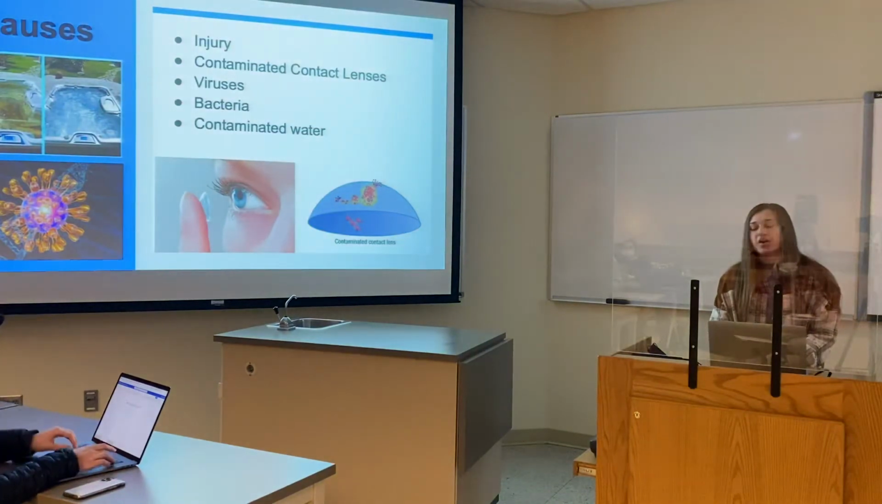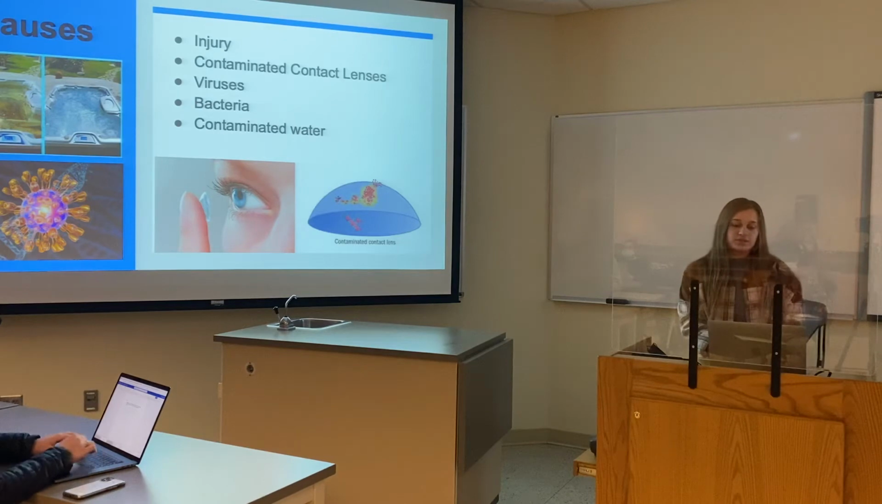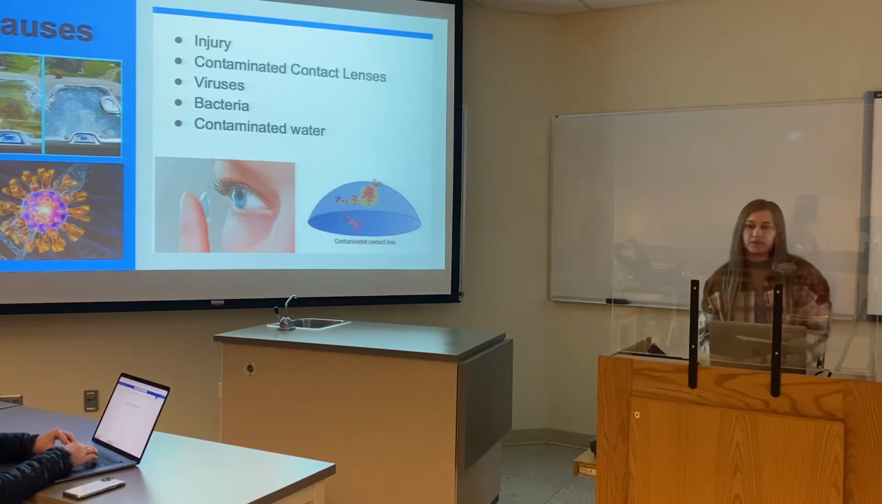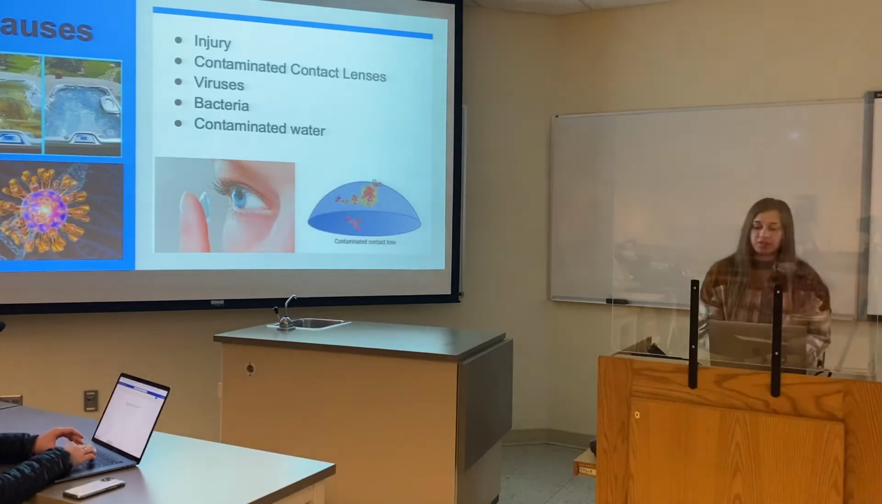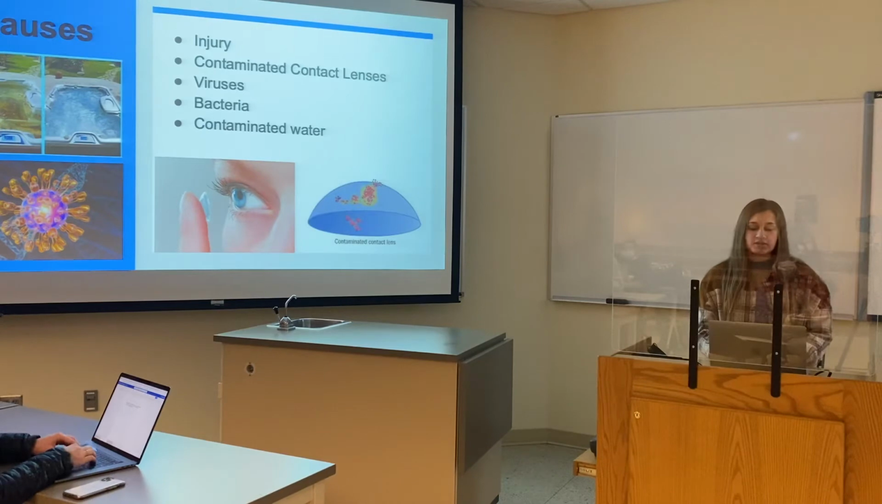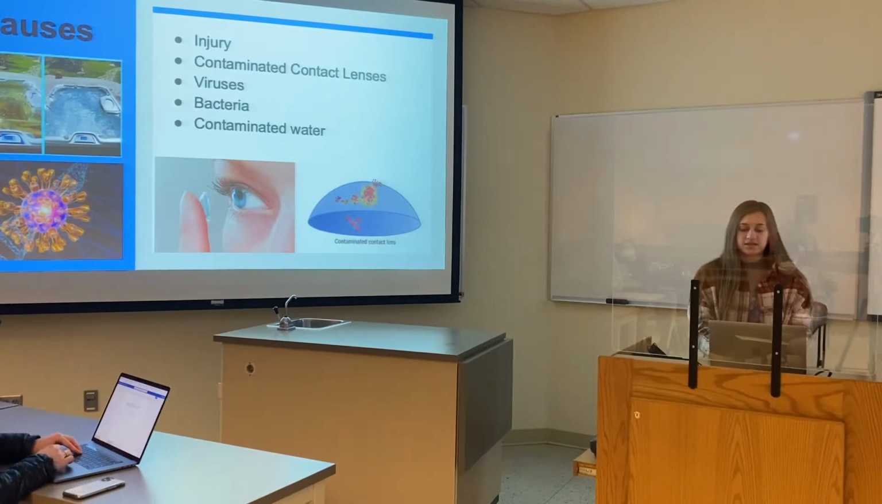So we're going to look at some causes as to why you could be experiencing these symptoms. One of the potential reasons could be that you had an injury to your cornea, and this could be from an object scratching or even injuring the surface of your cornea. This injury may be allowing microorganisms to gain access to your damaged cornea, which could be causing an infectious keratitis. Another possible cause could be contaminated contact lenses.